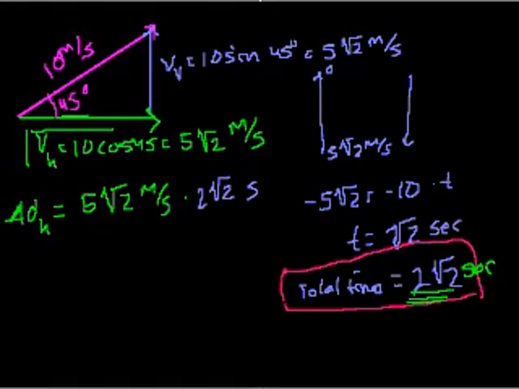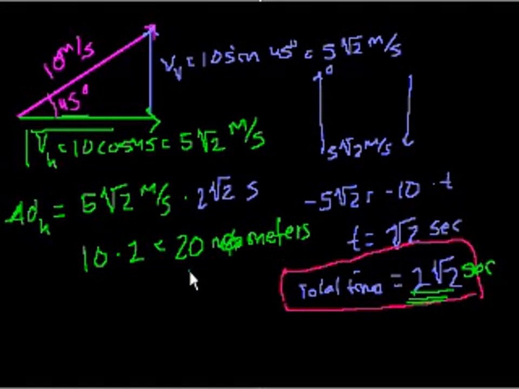So when we multiply it out, we can say 10 times square root of 2 times square root of 2 is 2 times 2. So we go 20 meters. 20 meters. That, I think, is pretty cool.